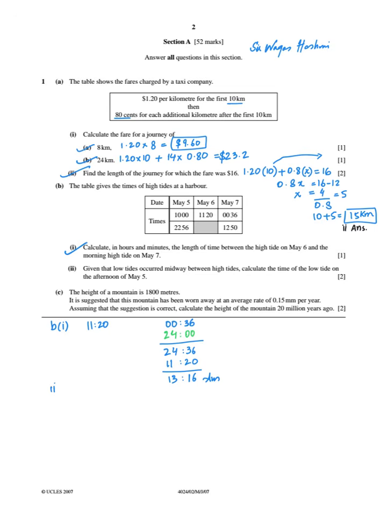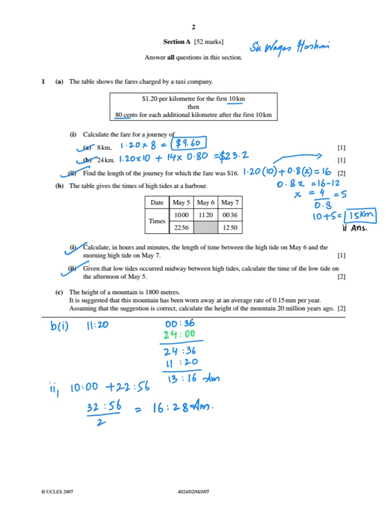For the second part it says, given that the low tides occurred midway between high tides, calculate the time of the low tide on the afternoon of May 5. So that is very simple. We need to add these two times and then take the midpoint. So the times we have are 10:16 and 22:56. When you add them it will be 32:56, and we need to find the exact midway. So that will be 2 16s are 32 and 2 28s are 56. So that is the mid time of the low tide, and that is your answer.